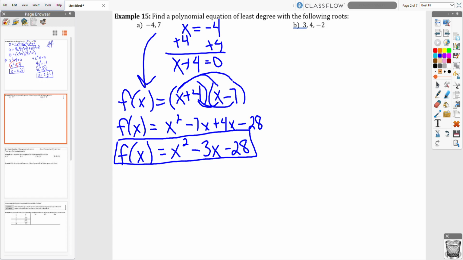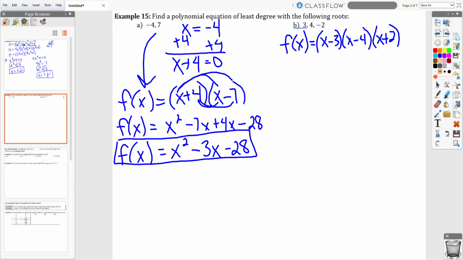So on letter B, you would do the exact same thing. You would set it up by doing the opposite for each of your factors. So the positive 3 solution would be x minus 3 in the parentheses. The positive 4 solution would give you an x minus 4 in the parentheses. And then the minus 2 would give you an x plus 2 in the parentheses.